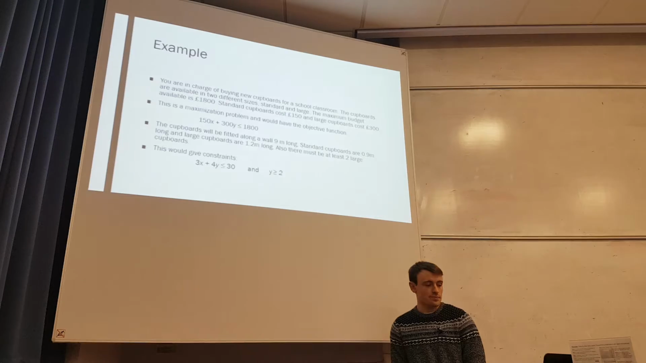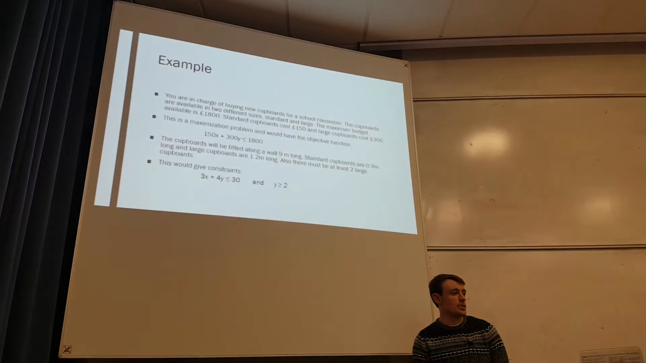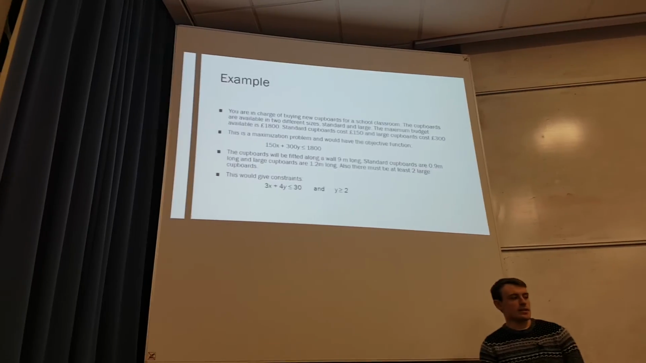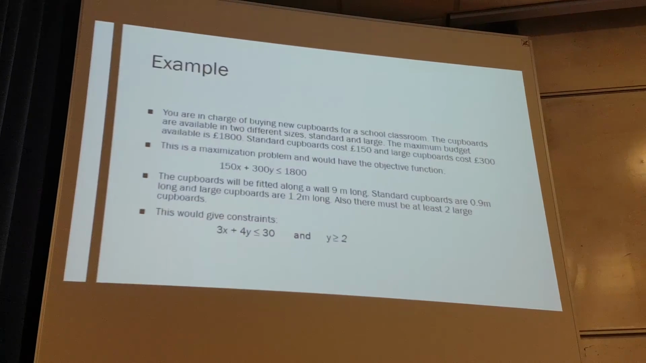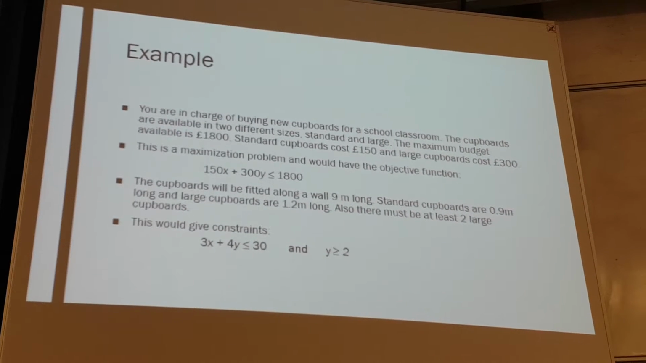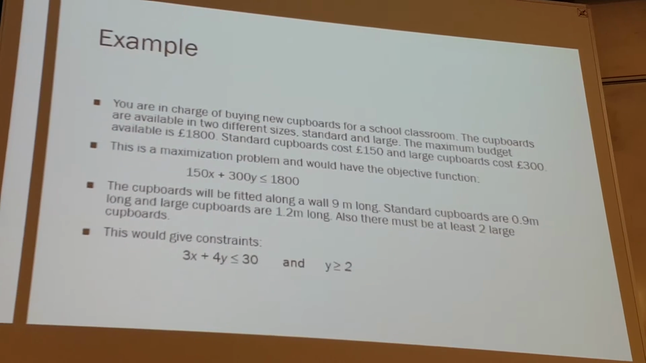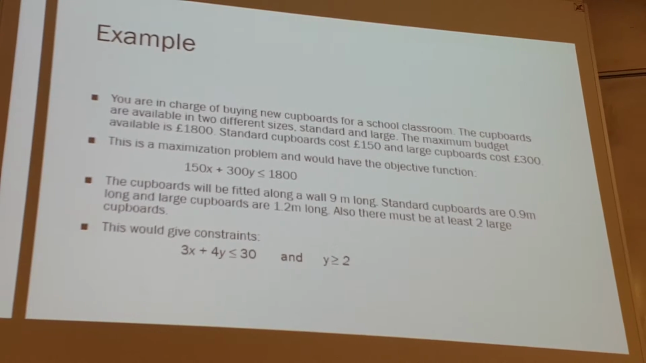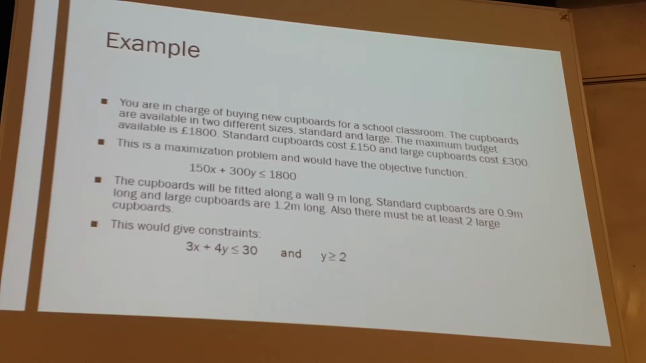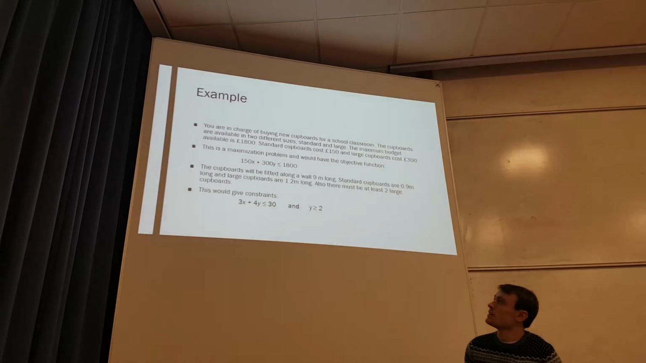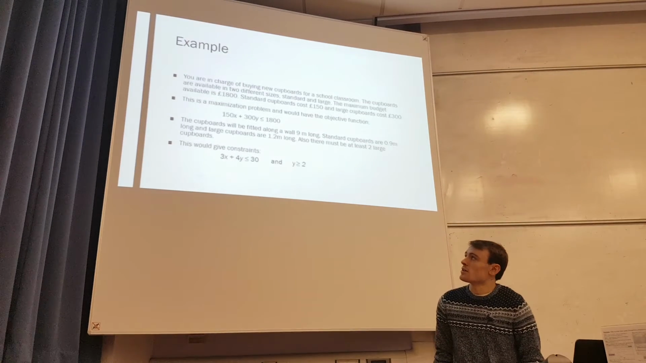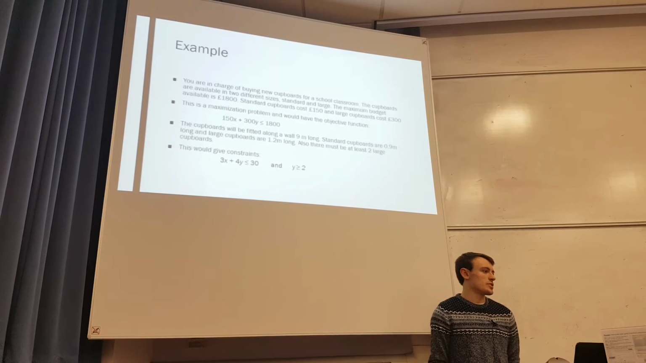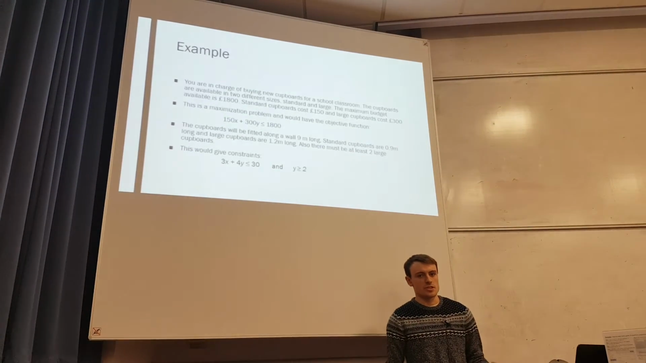So here's an example. You're in charge of buying new cupboards for a school classroom. The cupboards are available in two different sizes, standard and large. The maximum budget available is £1,800. Standard cupboards are £150 and large cupboards are £300. So it's a maximization problem, and it would have that objective function, 150x plus 300y is less than or equal to 1800. The decision variables are the standard and large cupboards, that's your x and y.